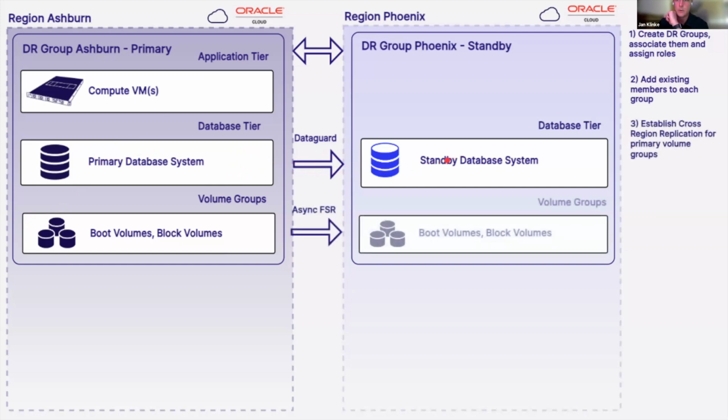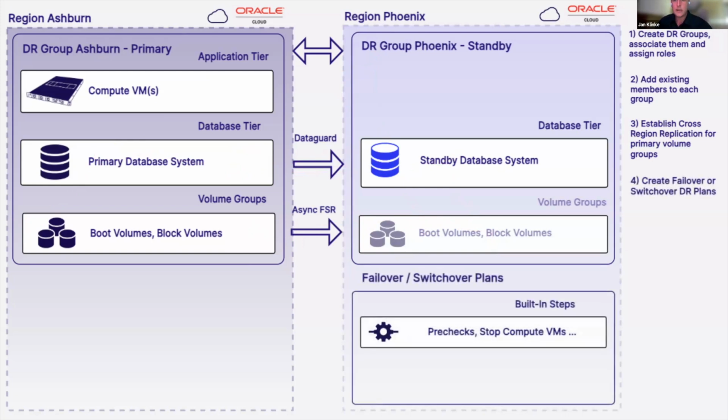The next step would be to establish the volume replication. This replication plays a key role in failover or switchover, because on those replicated volumes, Oracle FSDR will actually boot the new virtual machines which belong to the application tier when you're performing failover or switchover.